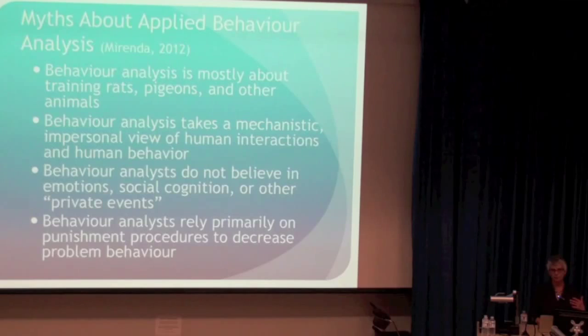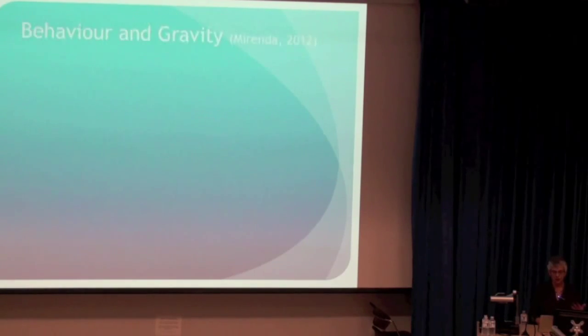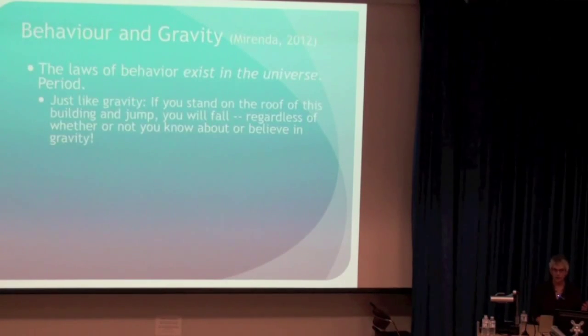The other issue is worth an analogy, and the analogy I make is the analogy with gravity. This takes me back to the laws of behavior that I talked about before, right? The laws of behavior exist in the universe, period. They exist. I didn't make them up. Skinner didn't make them up. They just exist, right? Like gravity. If I go up on the roof of this building and I say I don't believe in gravity or I've never heard of gravity and I jump off the building, I'm going to fall anyway, right? Because gravity exists in the universe and the laws of behavior exist in the universe, whether we know about them or whether we believe in them or not.